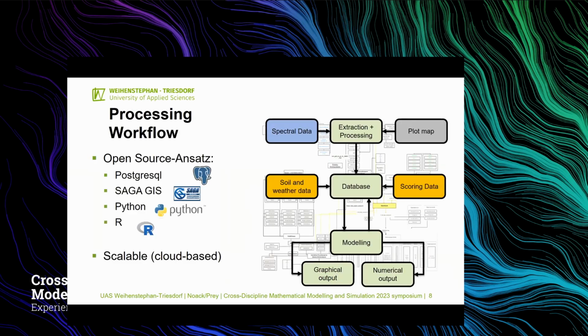This is how our workflow looks. We've got the spectral data, which are basically photos taken by the drone. We extract them for every single parcel, and then we're comparing it with the scoring data, which we are getting from the field, and we are using different AI or ML models in order to predict the output.